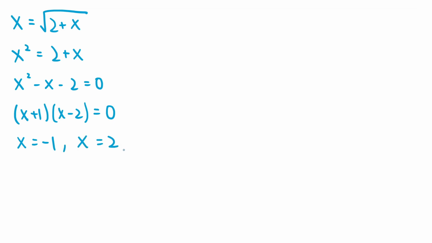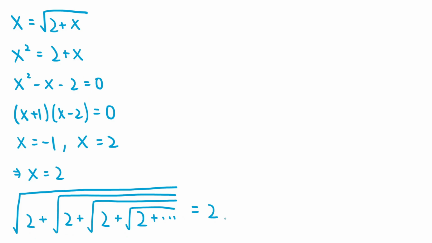x can't equal negative 1 because the original expression was an infinitely nested square root with only sums of positive terms. So the only solution that makes sense is x equals 2. Since we originally set x equals the square root of 2 plus the square root of 2 plus the square root of 2 plus the square root of 2 and so on, and x equals 2, this means the expression is equal to 2. So we had an expression that contains infinitely many nested square roots, and the value turns out to be a rational number, which is definitely unexpected.